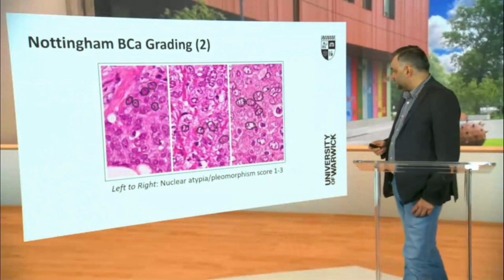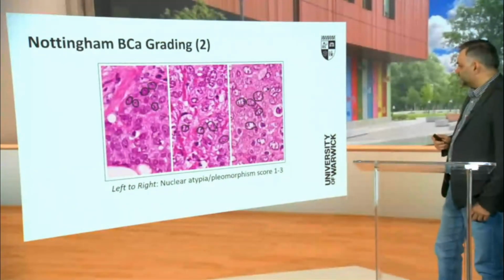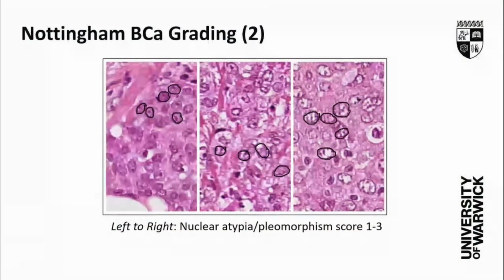And then the mitosis count. So this is the overlay. As you can see on the image on the right, the size of the nuclei increases from left to the right.